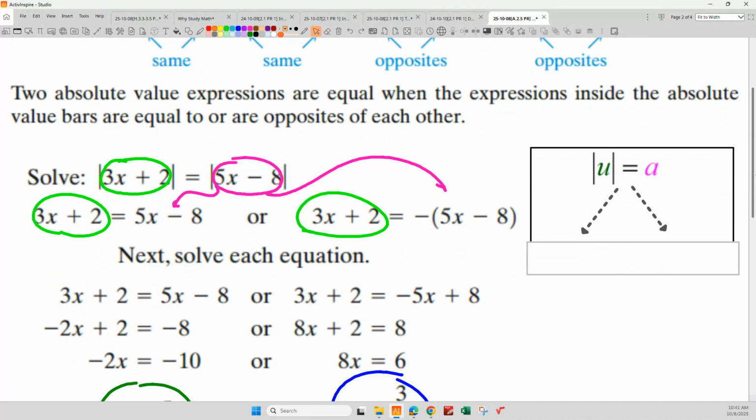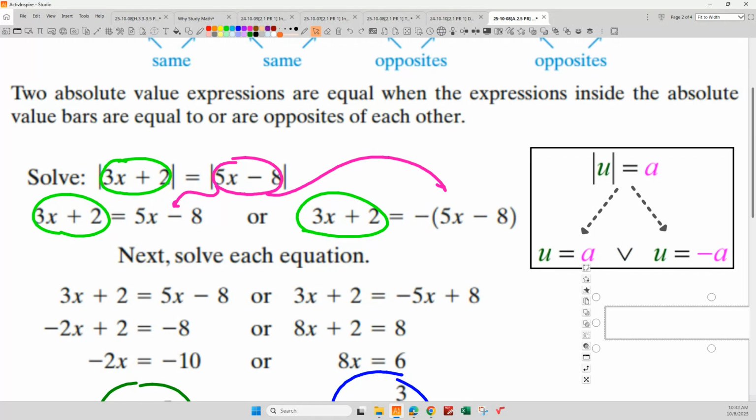Okay, real quick here. So from yesterday, what was our pattern? What did we do yesterday? If we had an isolated absolute value equal to a number, what were our two equations that we got? Either what was inside equals, so U, that just represents all the stuff inside, equals positive A, because A is the number on the other side, or U equals negative A. And we're just following the same pattern again, aren't we?